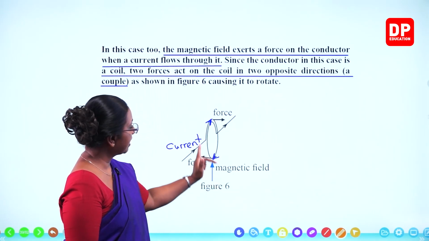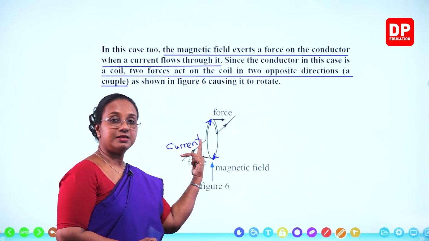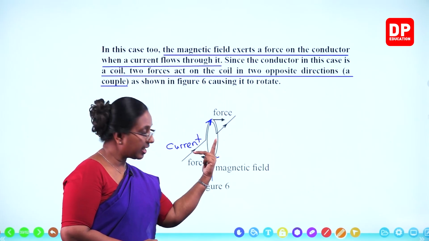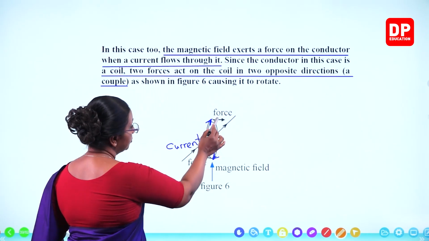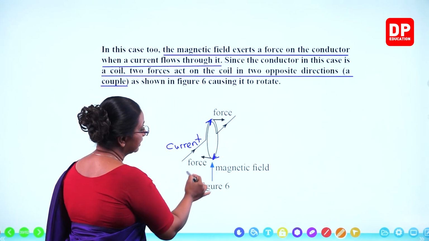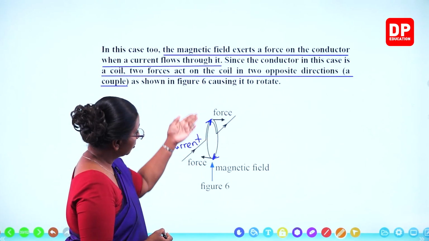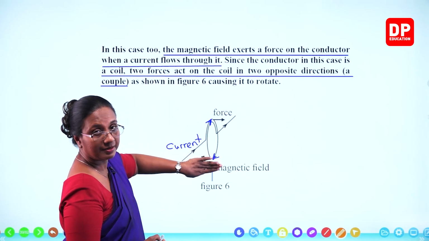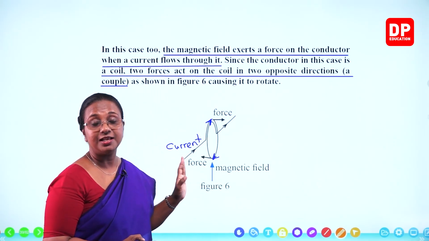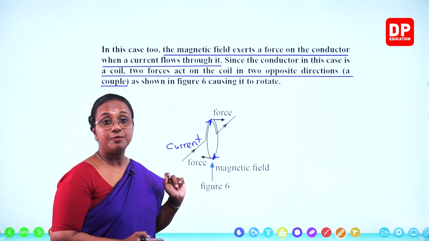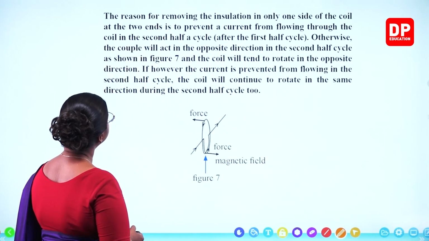At the same time, magnetic field is up, but the current is this way. So because of that, force is inwards or in the opposite direction. So the two arrows force us in the opposite direction. So the coil will rotate like that, but it will keep on continuously rotating. Is that clear, students? So then I'll move on to the next slide.